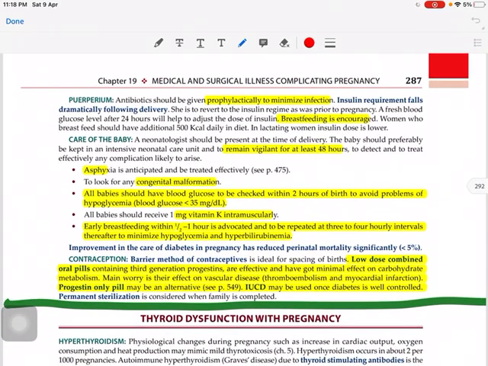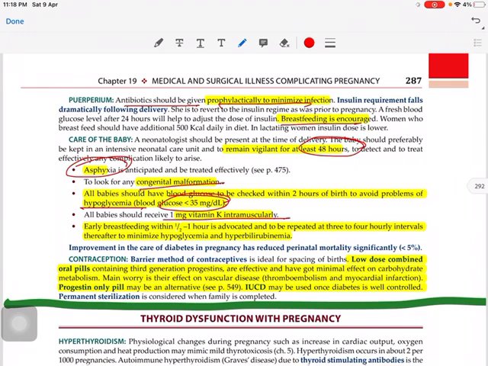Then puerperium. During the puerperium, we have to give antibiotics to minimize infection. Breastfeeding is encouraged, and we have to be vigilant for 48 hours for the baby, that he or she does not have asphyxia or any congenital anomalies. We have to check their glucose level. It should not be less than 35. Otherwise, they will be hypoglycemic, and that can lead to fetal mortality.